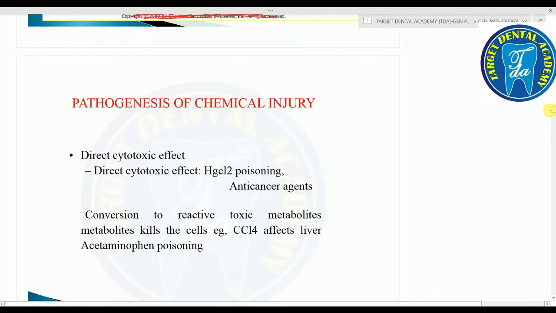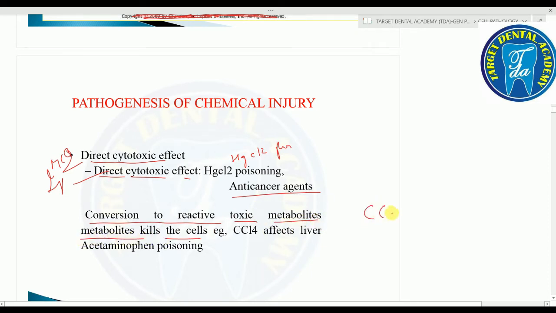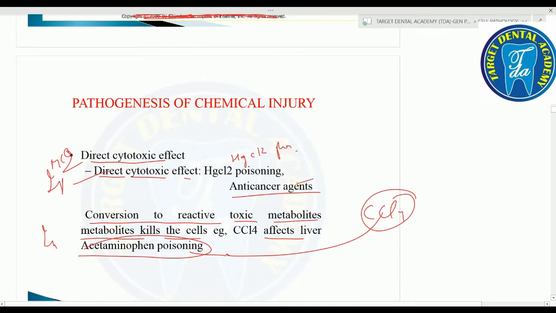So after this, the pathogenesis of the chemical injury. In this we have the direct cytotoxic effect, with HgCl2 poisoning and anti-cancer agents, important for your MCQ. Then the conversion to reactive toxic metabolites. The metabolites kill the cell, for example CCl4. These affect the liver, and acetaminophen poisoning, as we have already discussed.